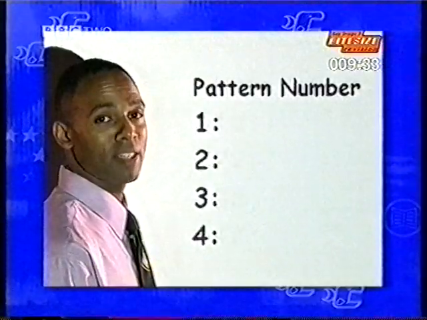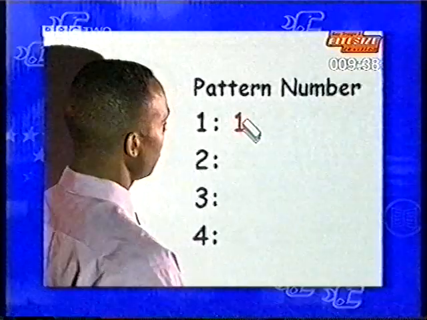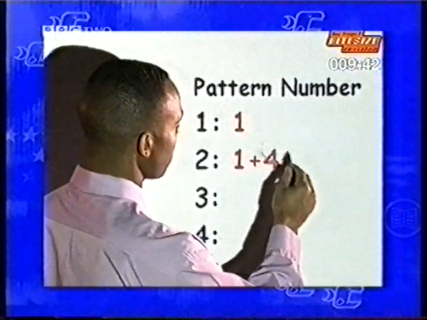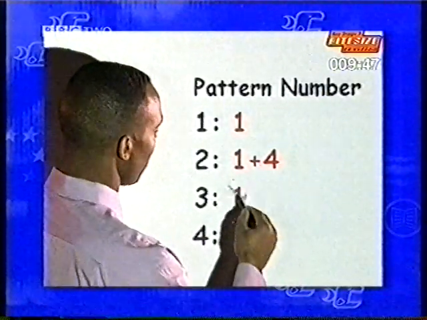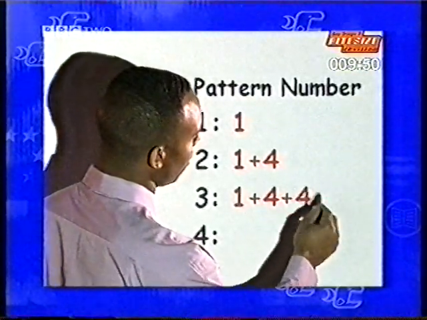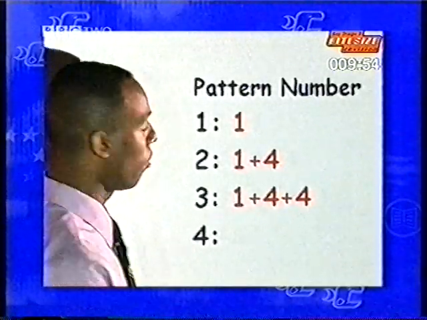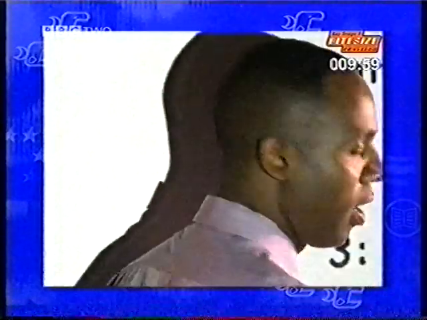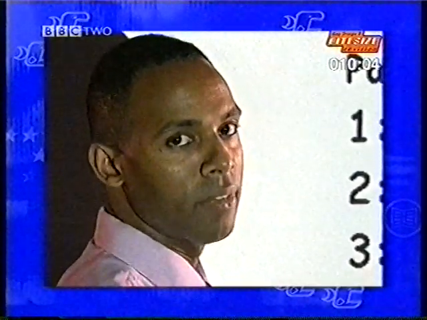Well, to find that out, let's go to our expert. For pattern number 1, we have one skater. For pattern number 2, we have one skater plus 4 others. For pattern number 3, we have one skater plus 4 more. For pattern number 4, we have one skater plus 4 and 4 more. We can think of these number patterns another way.